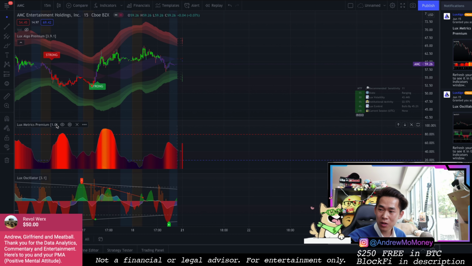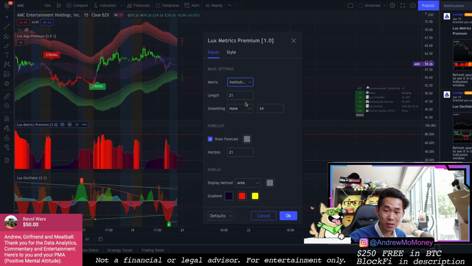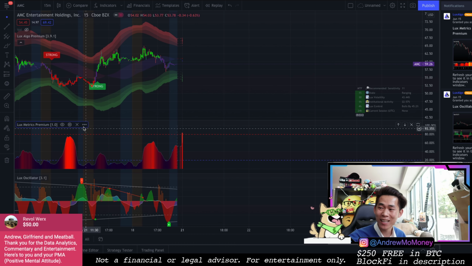Now, this is something that you can play around with. You can also go into the settings and change the way that it looks. You can look at volatility and institutional activity, which allows you to take a look at just how much people are playing around with the volume that is based on institutions, not retail. You can also check out the end of trend index, which gives you a different insight into what you're looking for. You can also just turn it off entirely.